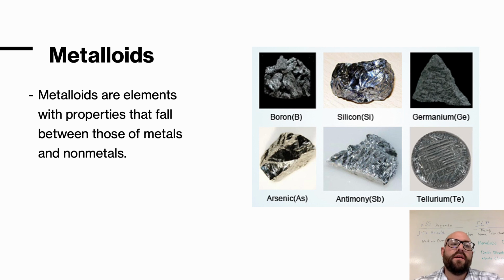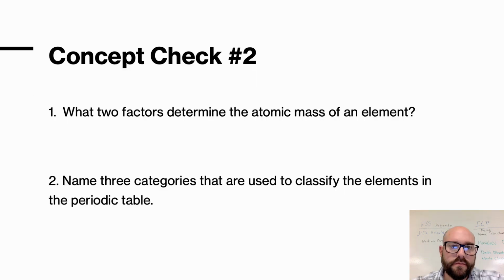Metalloids. Metalloids are elements with properties that fall between those of metals and nonmetals. For example, metals are good conductors of electric current, and nonmetals are poor conductors of electric current. A metalloid's ability to conduct electricity varies with the temperature. Pure silicon and germanium are good insulators at low temperatures and good conductors at high temperatures.